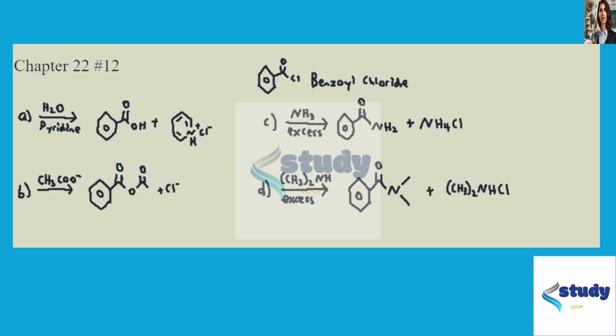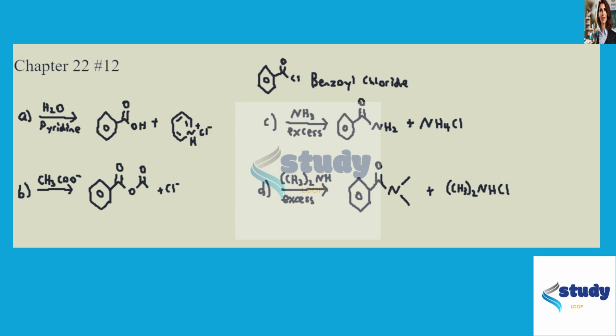This is the answer to Chapter 22, problem number 12 from the Smith Organic Chemistry textbook. This problem is asking us to predict the products of four different reactions, each one starting from benzoyl chloride, which I've drawn the structure of at the top of the screen here. And so benzoyl chloride is an acyl chloride.